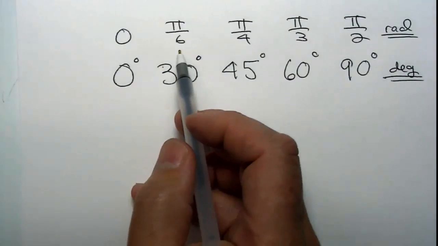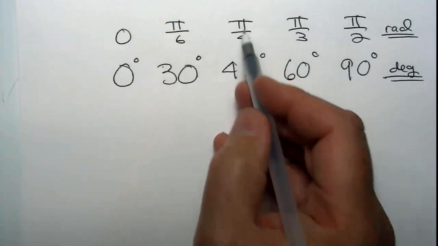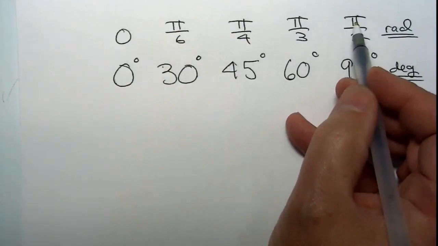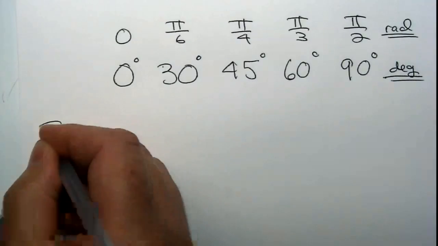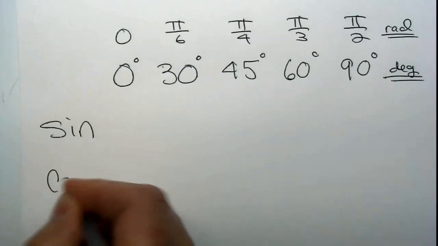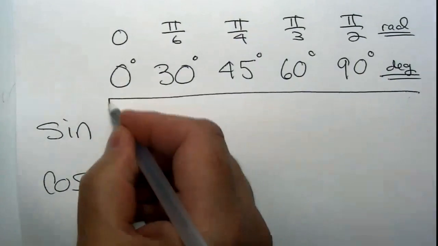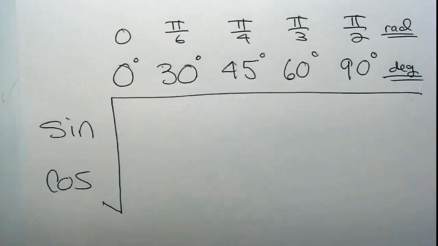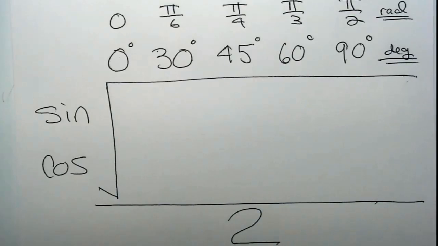You really want to know if those are correct? Replace pi with 180. Over 6 is 30. 180 over 4 is 45. 180 over 2 is 90. Now, on the left side, I want you to put sine and cosine. And then a big, huge square root symbol, like that. And under that, a big divide by 2, entirely divide by 2.